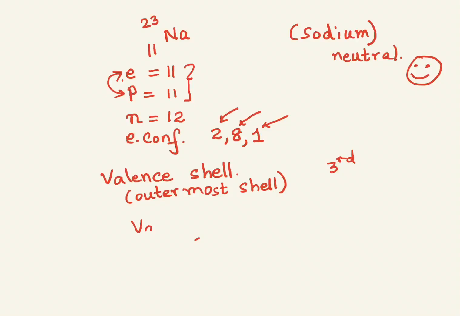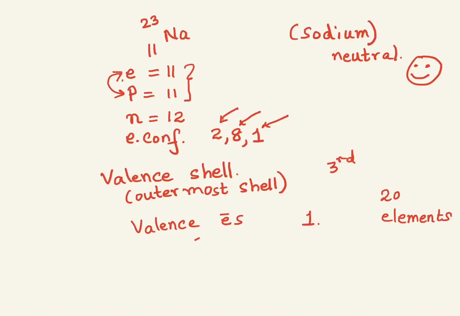What about the valence electrons? How many valence electrons are there in it? Only 1. So let us jot down these values for our first 20 elements. I will give you the atomic numbers. You have to start writing down these values.